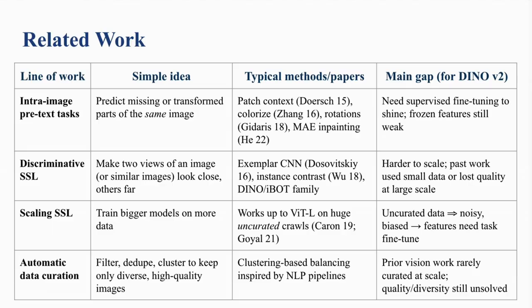The third, scaling SSL, has trained large models like ViT-L using uncurated web data, but this data is often noisy and biased, so models still need task specific fine tuning. Finally, we have automatic data curation, which is relatively new in vision. Prior work rarely curated data at this scale. DINOv2 introduces a clustering based pipeline inspired by NLP to create a high quality, diverse dataset that's central to its success.